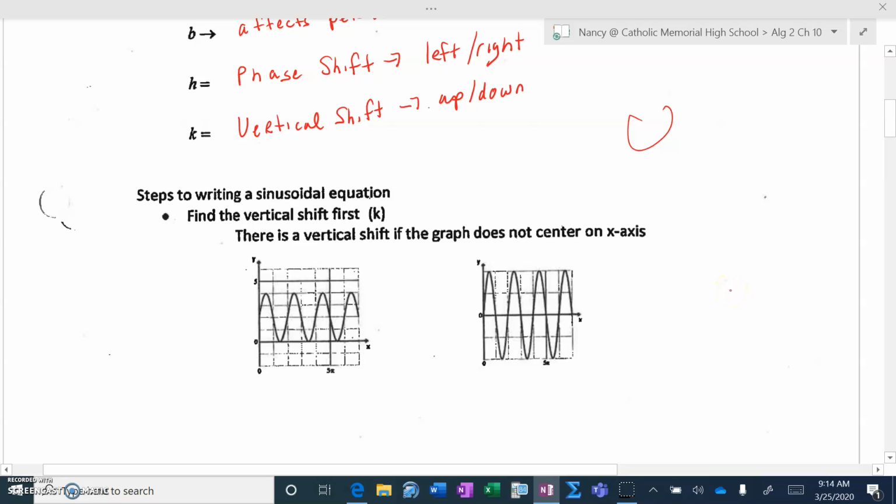Sorry, my pen is not working the way it should. There it goes. So when I look at a graph, there's a vertical shift if the graph does not center on the x-axis. Like if I look at the first one, my x-axis is here. We can see that the graph is well above the x-axis. This one has a vertical shift. This one, here's your x-axis, it centers on the x-axis. You're the same distance above the x-axis as you are below the x-axis, so this one has no vertical shift. So you can tell that just by looking at the graph, whether there is one.